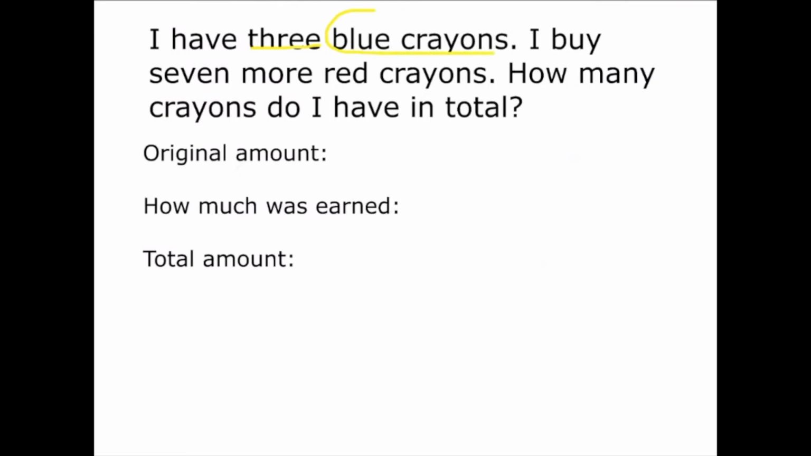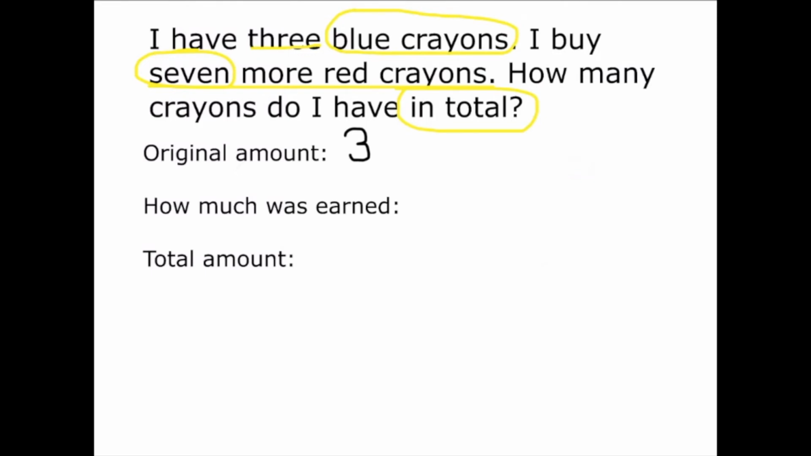I have 3 blue crayons and I buy 7 more red crayons. How many crayons do I now have in total? So we're being asked to try and find the total number of crayons that we have after we bought the 7 more. So let's start by figuring out the original amount. It says that we have 3 blue crayons before we buy the 7 more red crayons. So the original amount that we have is 3.